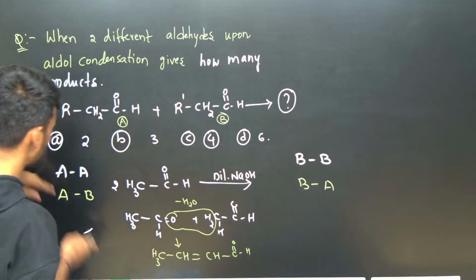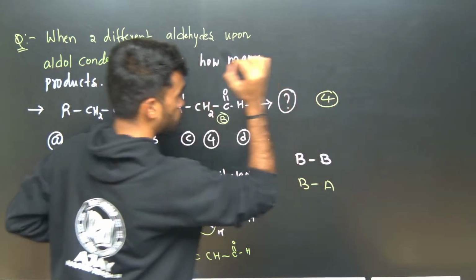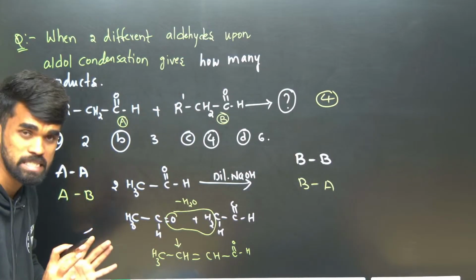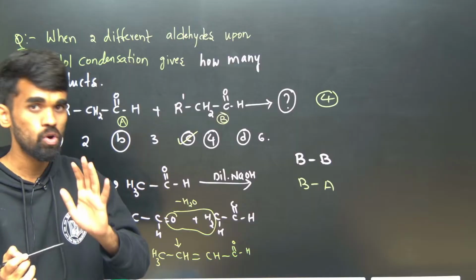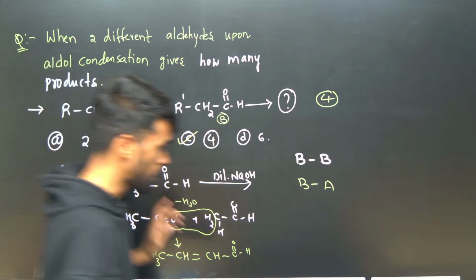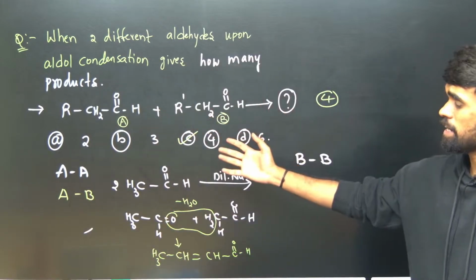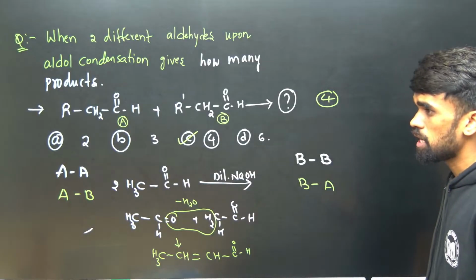So in total, how many products are possible in this reaction? 1, 2, 3, 4. So I have 4 different products possible in this reaction. Hope it is clear. So option C will be our correct answer for this question. Hope the explanation is clear with these examples. You can take this as the example of cross aldol reaction.